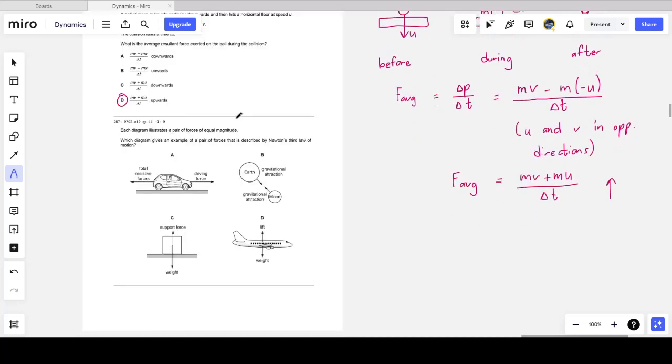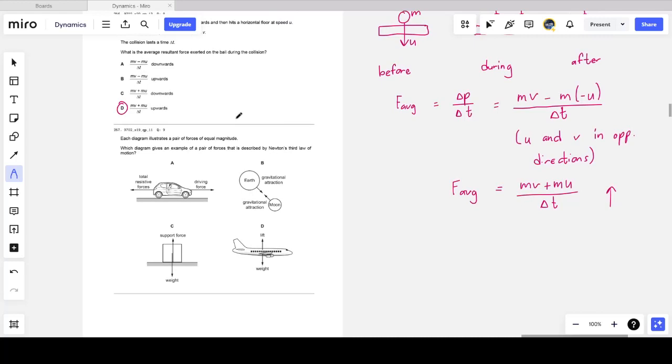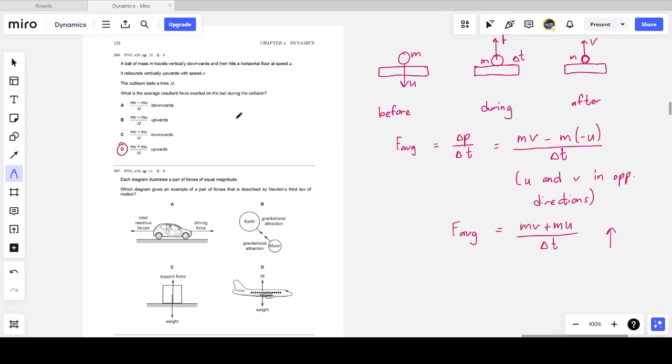So the next question is 257. It's from summer 2019 exam, question paper 1, variant 1, and it's question 9 from that paper. It says each diagram illustrates a pair of forces of equal magnitude. Which diagram gives an example of a pair of forces that is described by Newton's third law of motion?